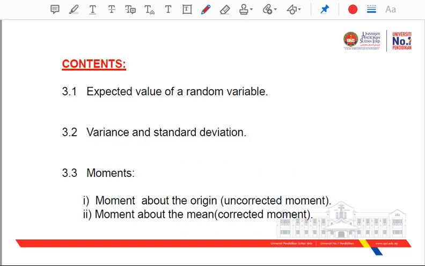So for these topics, at the end of the topic, you will learn about the expected value of a random variable, and then variance and standard deviation, followed by moment, which can be divided into two parts: moment about the origin, which is also known as uncorrected moment, and moment about the mean, which refers to corrected moment. For this course, we are only focusing on a single random variable.